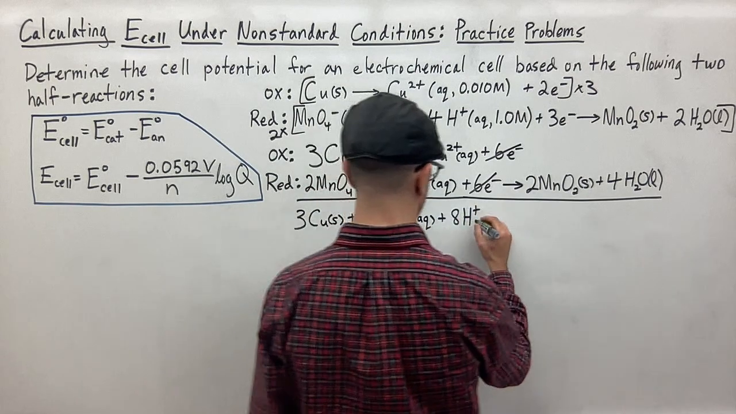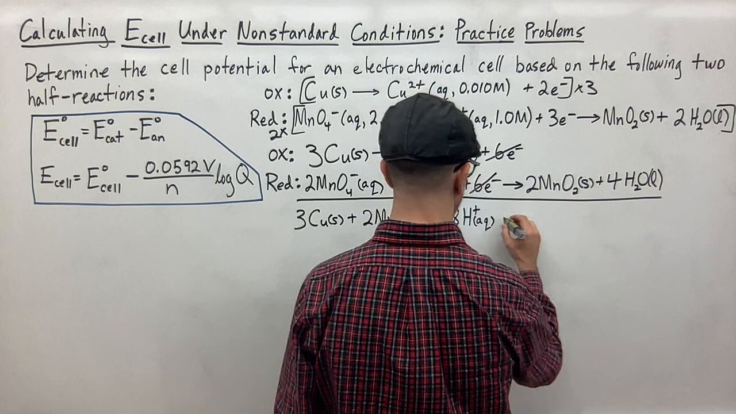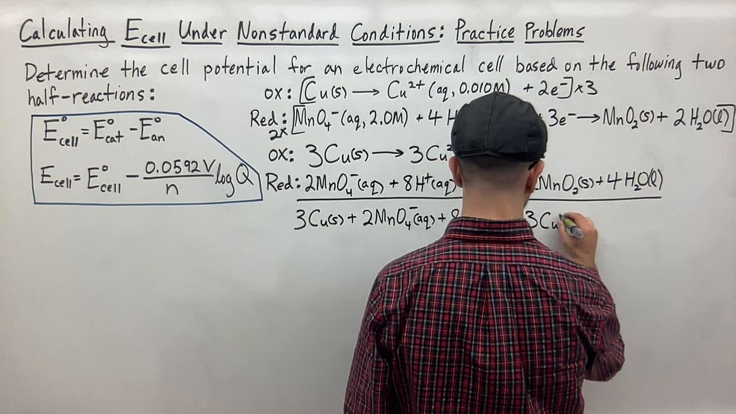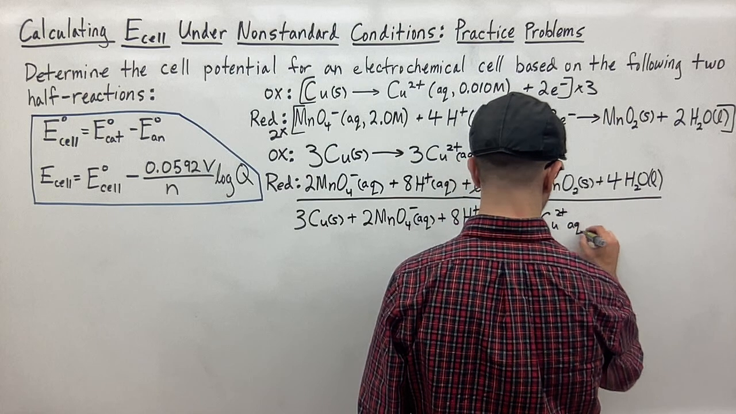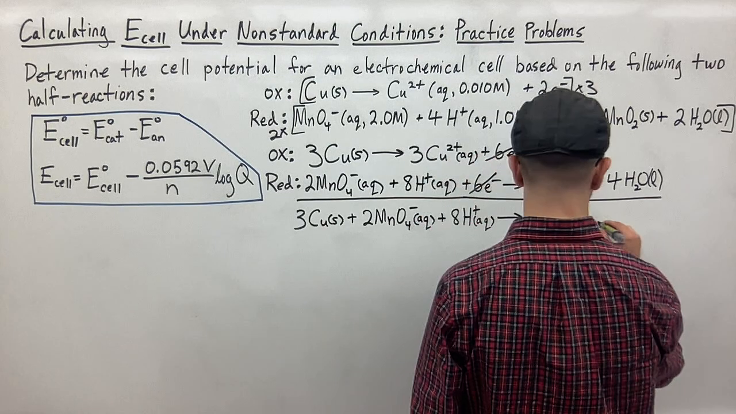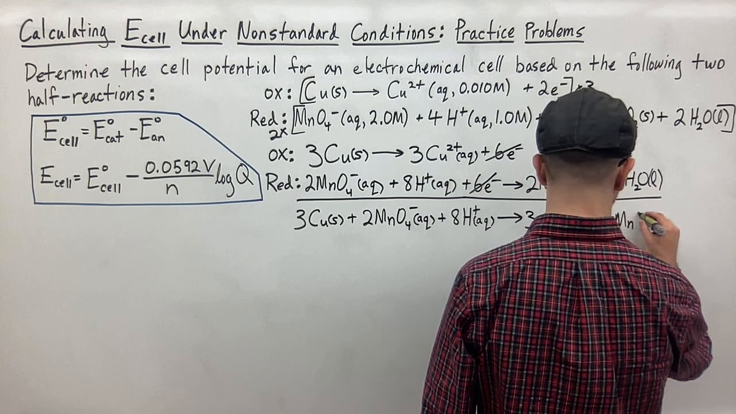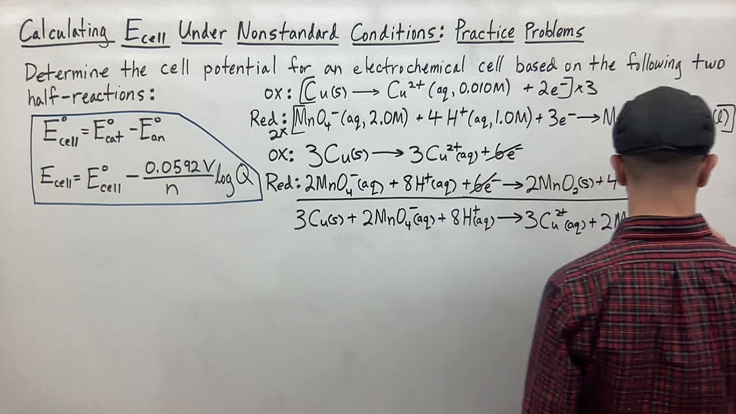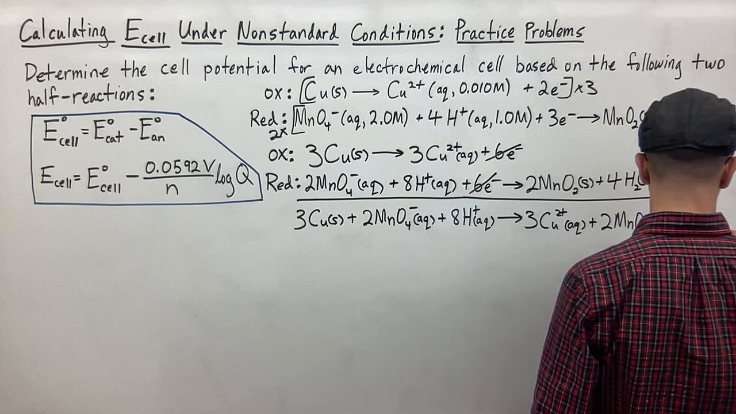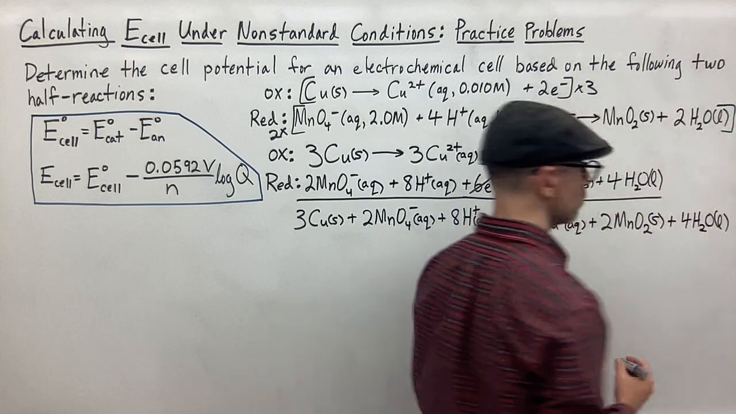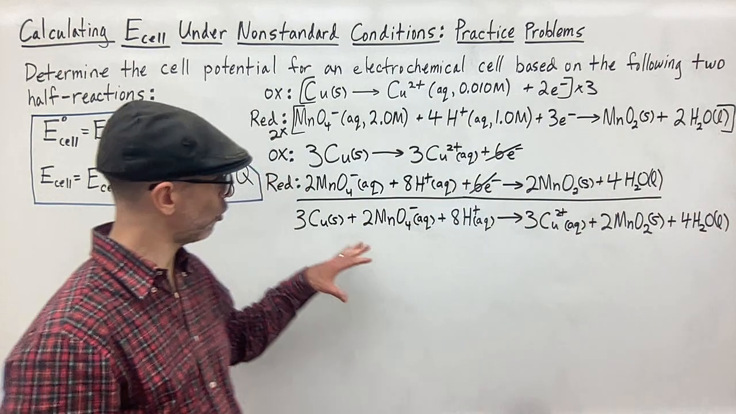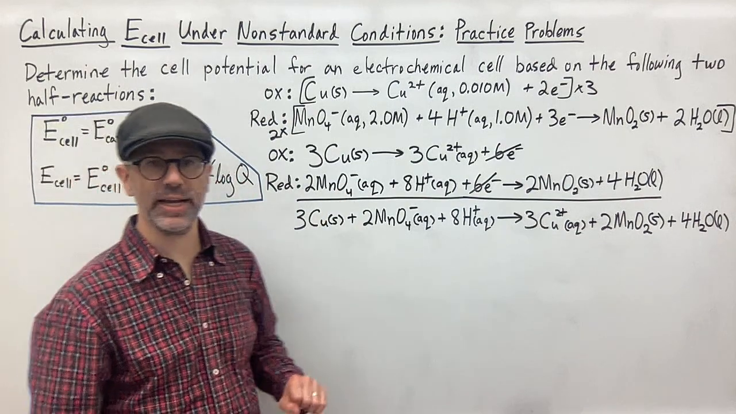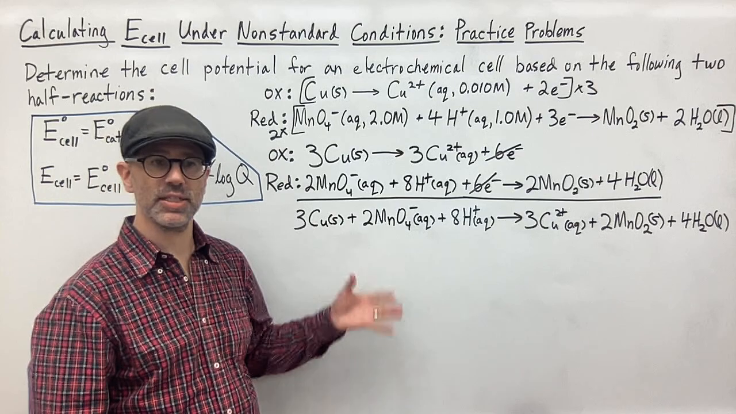8 H plus aqueous, and then that's going to go to 3 Cu2 plus aqueous plus 2 MnO2 solid plus 4 H2O liquid. So now we have our full equation. So now we can put this together and get the electrode potential of the cell, the potential of the cell.